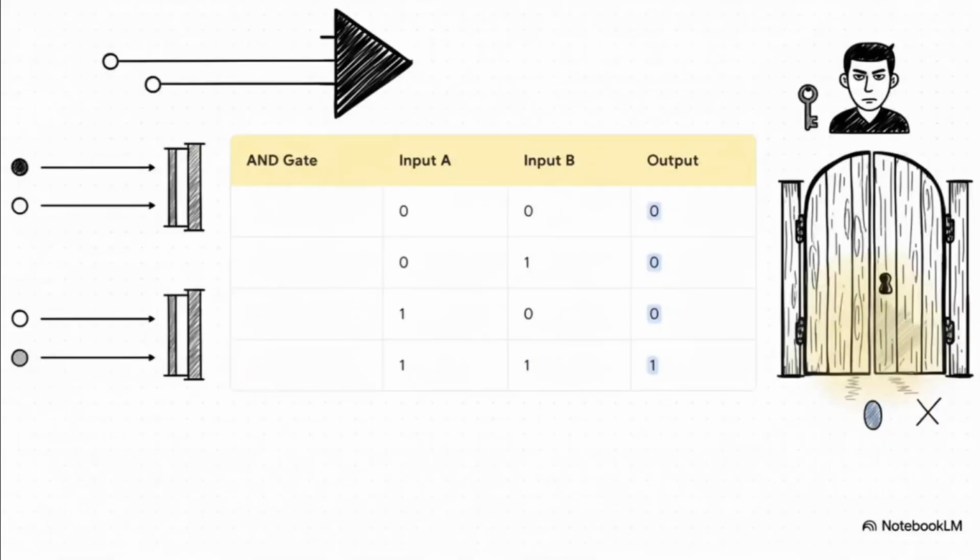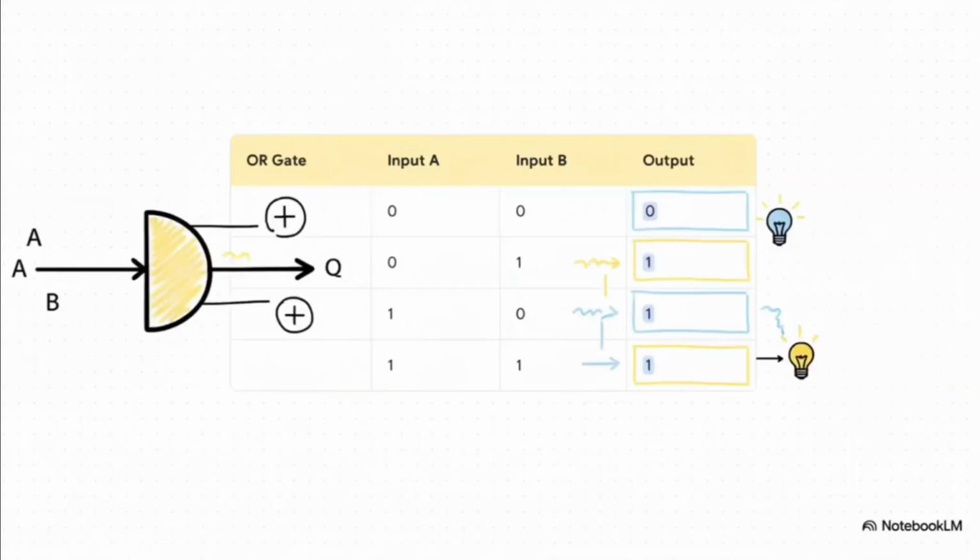Let's look at one of the most basic types, the AND gate. As you can see, its rule is simple. It will only output a 1 if input A and input B are both 1. In every other situation, the output is a 0. It's a very strict gatekeeper. Now let's look at its more lenient cousin, the OR gate. This gate's rule is different. It will output a 1 if input A or input B is a 1. It doesn't care if it's 1 or both. As long as at least one signal is a 1, the output is a 1.